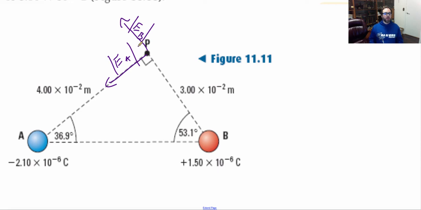Now looking at this here, this looks like we're going to end up needing vector addition, which we will. But first thing I'm going to do is look at charge A and figure out what is the magnitude of that vector. And then I'm going to look at charge B and figure out the magnitude of that vector, and then separate them both into their x and y components.